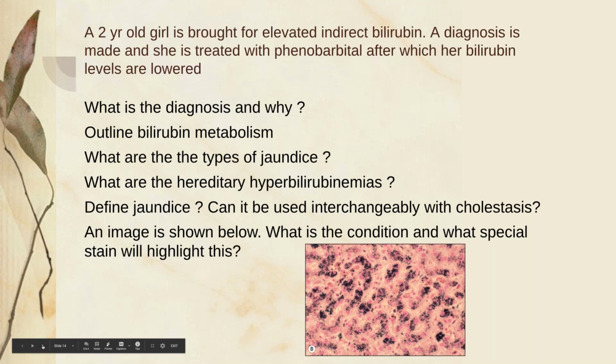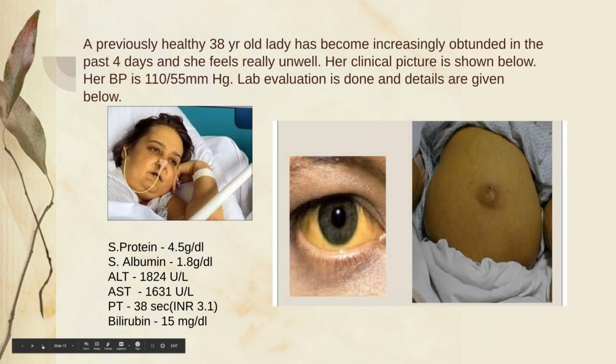Yes, madam. So a previously healthy 38-year-old lady has become increasingly obtunded in the past 4 days, feels really unwell. Her clinical picture is shown below. BP is 110/55. Lab evaluation is done. Details are given below. So clinical pictures and the lab parameters have been given.